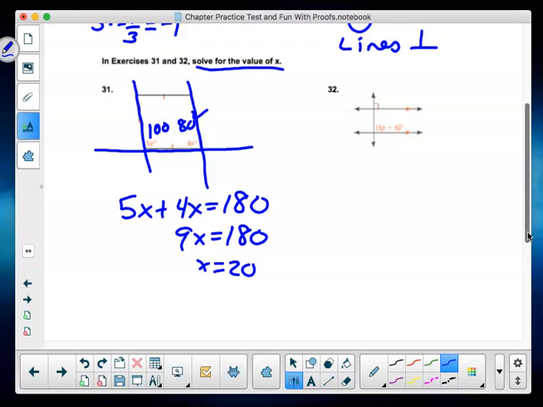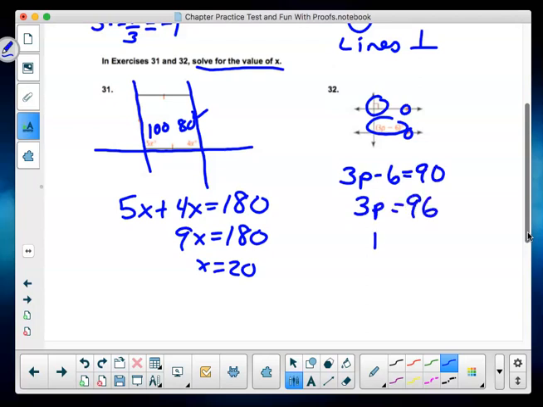Okay, and in 32, I've got corresponding angles, and these are parallel. Okay, so if I'm looking at this in problem 30, and that is looking like 3p minus 6 equals 90, I add 6 to both sides, I get 96, and divide by 3, and I get 32, and that's my p-value when I'm done.